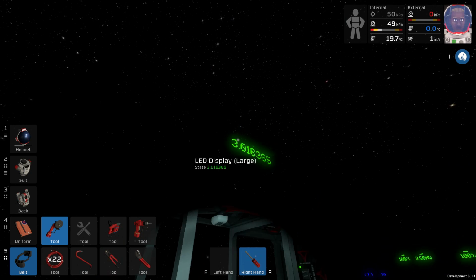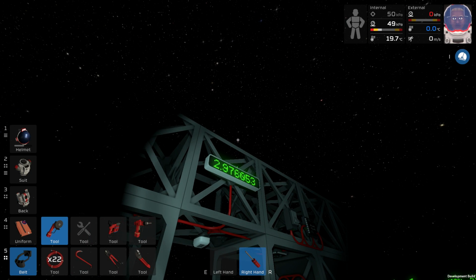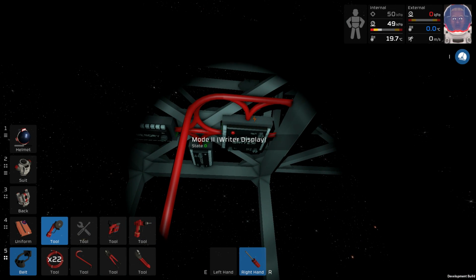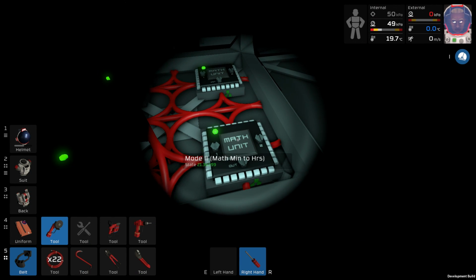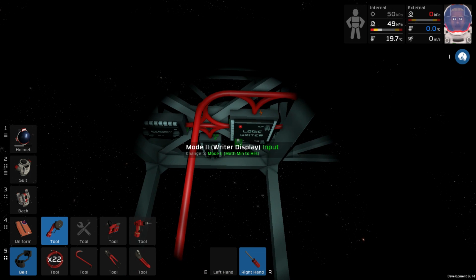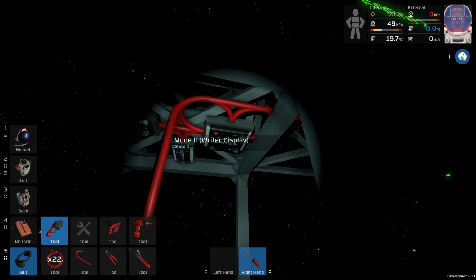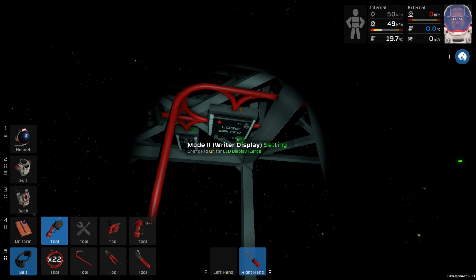Look at that, it is 8 o'clock at the moment. Can this be? Anyways, last but not least, we need to set up the brighter display here. The input obviously is going to be math min 2 hours from mode 2. Right there it is. And then the output is going to be our display, of course. And what we want to do is set up the settings.